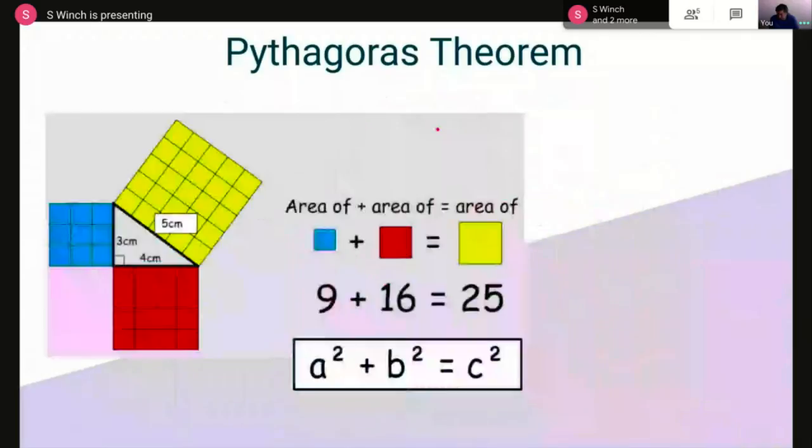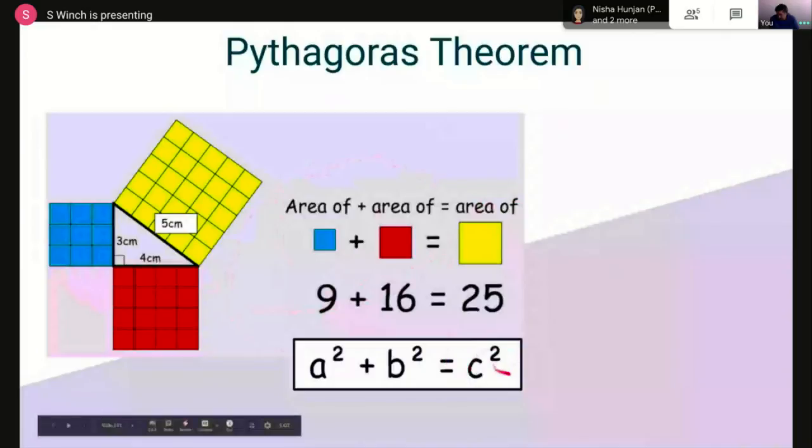This is probably the most obvious, symbolic, if you like, picture of Pythagoras' theorem. They say a squared plus b squared equals c squared. We need to find the square root of c. So that's what we're going to look at today.